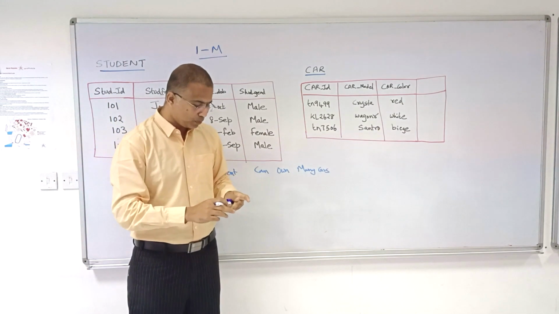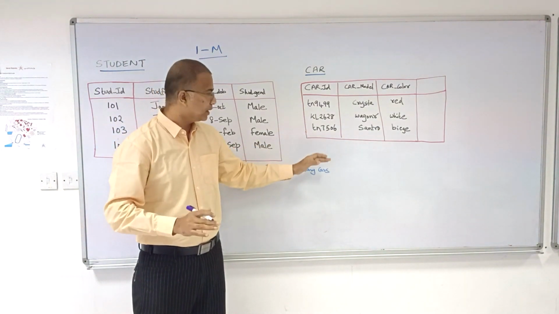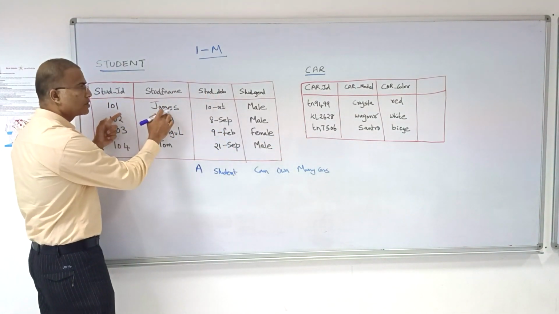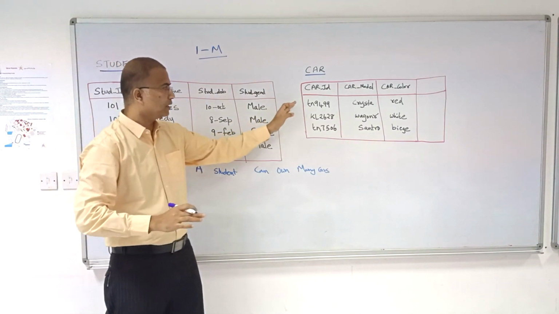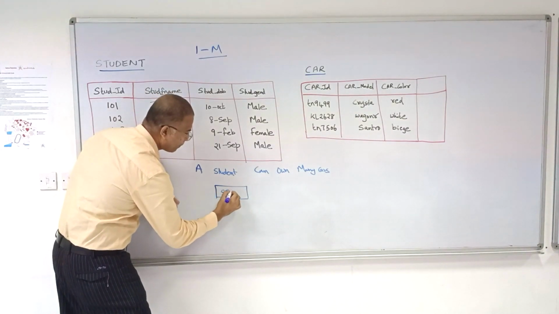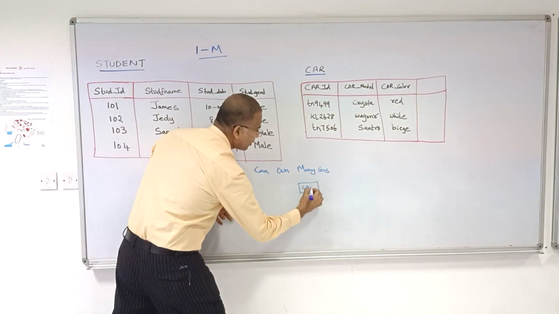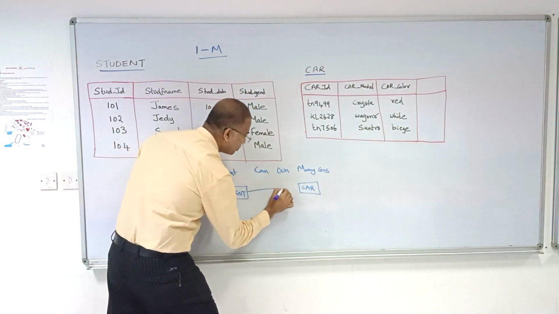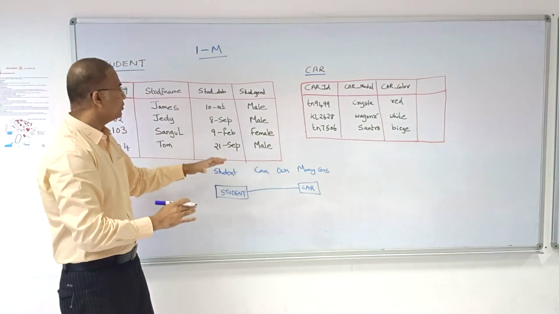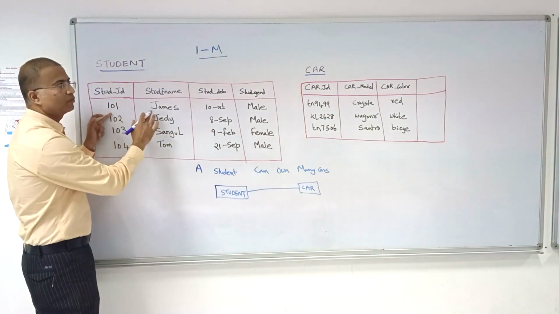So in our pool, I just have 3 cars for example. You can add any number of cars. So here, let us say the student is James. He owns 3 cars. So I have a student entity and I have a car entity. And we are going to draw a relationship. In my scenario, James is having 3 cars.